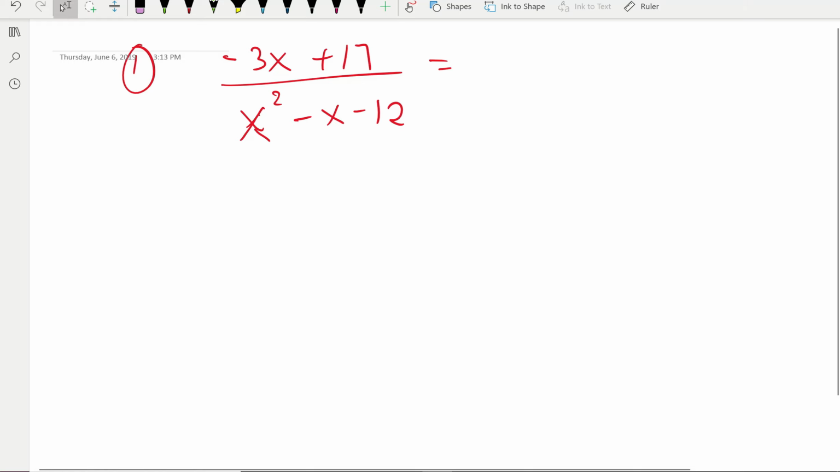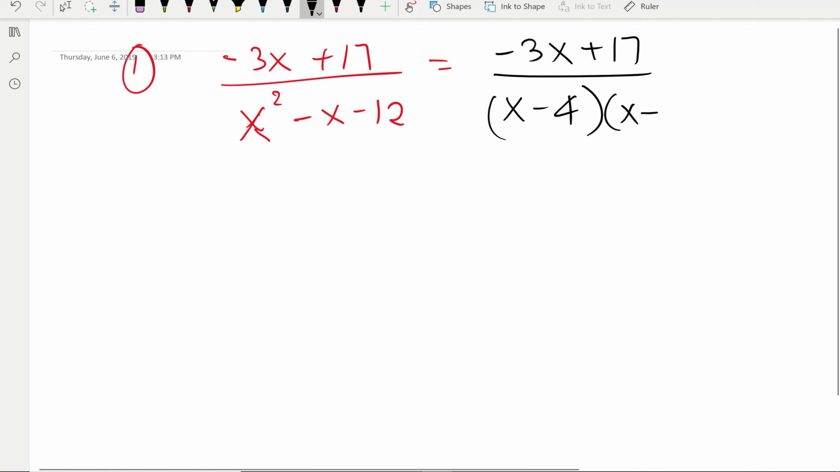So no matter what case you have, what is the first thing you should do? Factor the denominator as much as possible. So x square minus x minus 12. So numerator, keep the numerator. If you factor the denominator, you would get x minus 4, x plus 3. Okay, now you should know how to factor a quadratic polynomial by now.